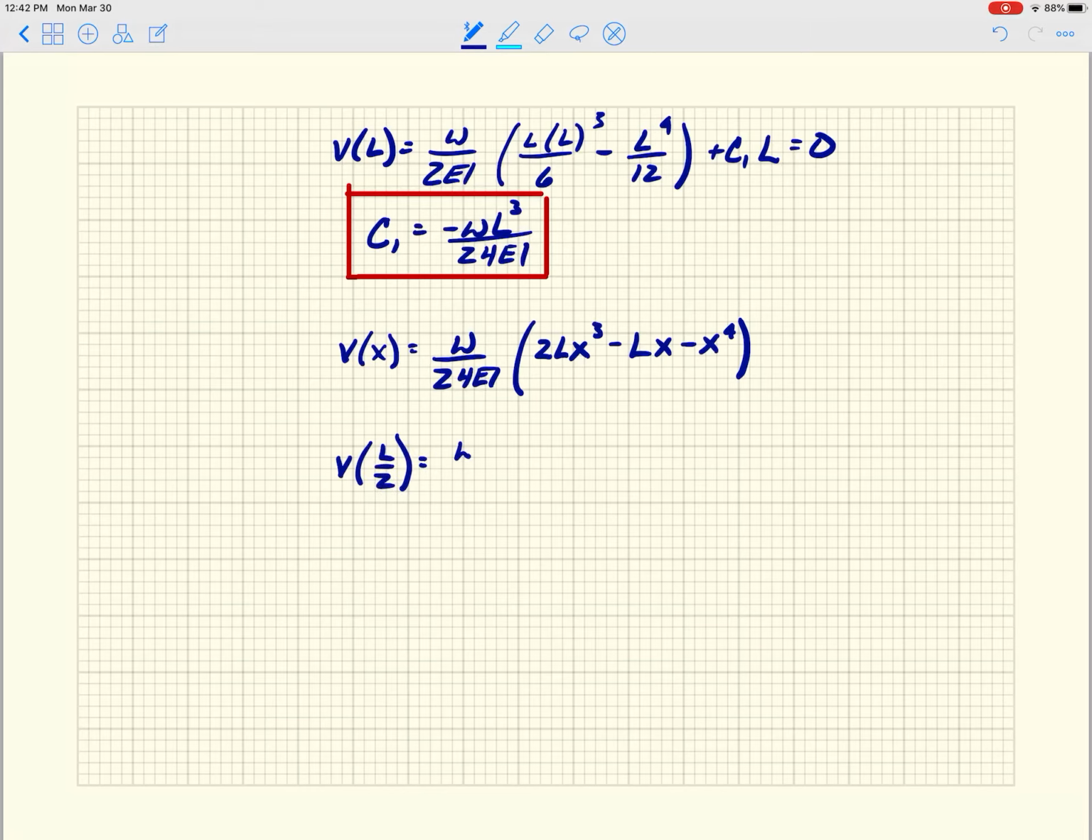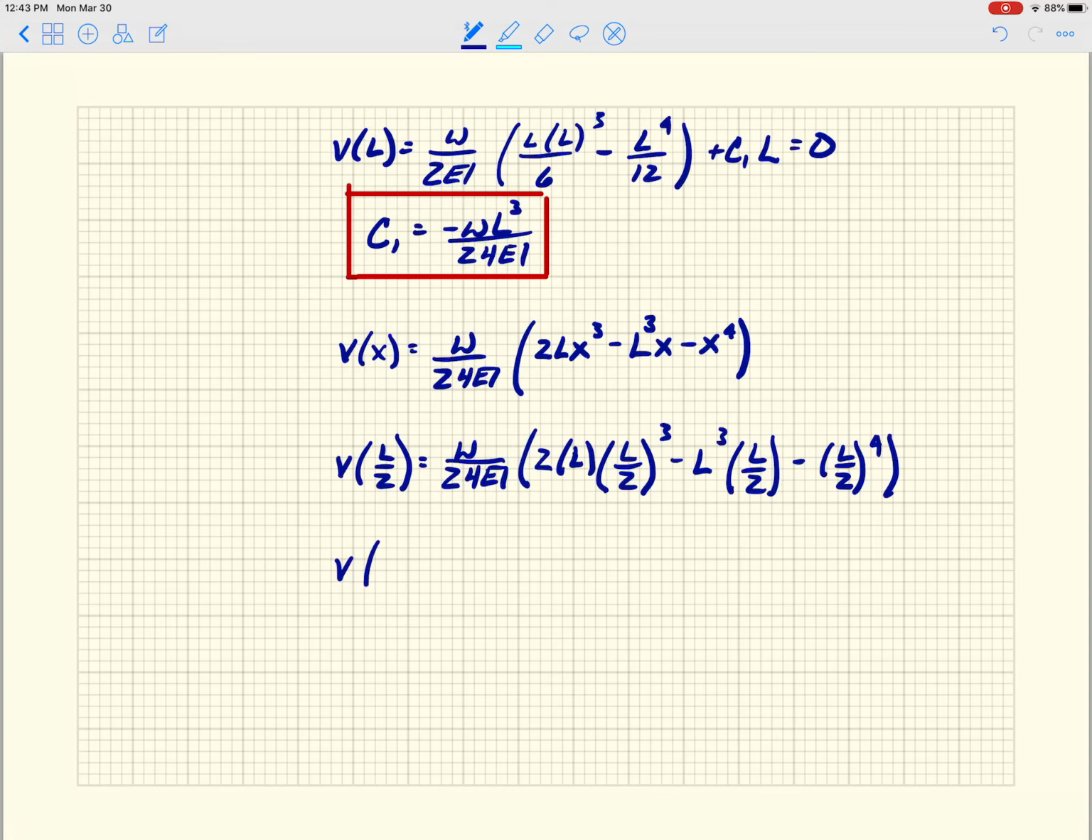So we can solve for midspan deflection, that's V of L over 2. I'm just going to plug in L over 2 for x. So this is 2 times L over 2 cubed minus L cubed times L over 2 minus L over 2 to the 4th power. Oh, what did I do here? So this is L cubed like that. That's what I forgot. And this guy is L. Let me erase this, sorry. Trying to go too quickly.